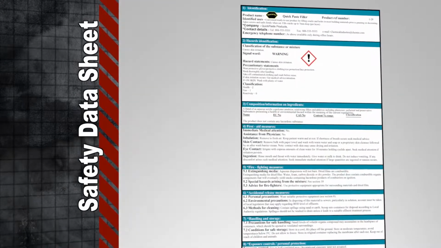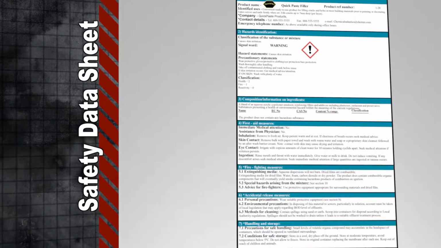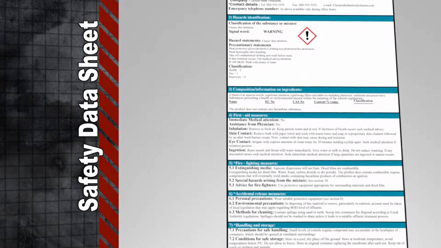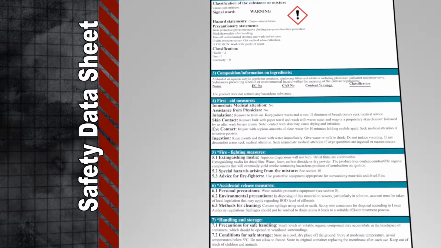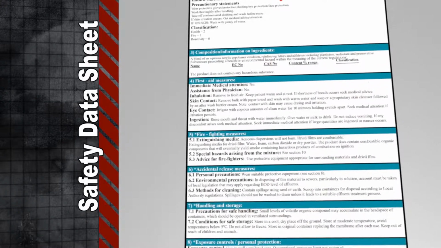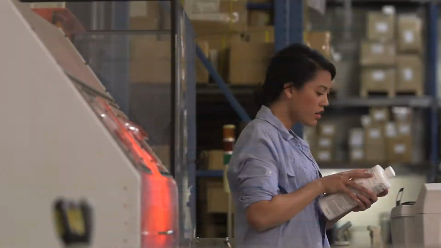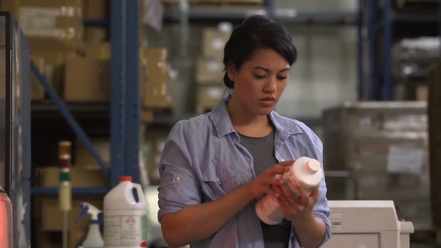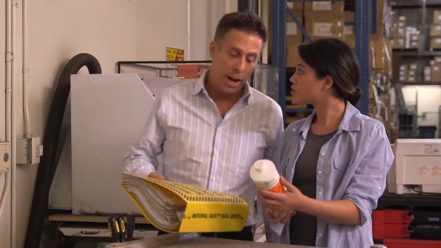These are provided by the manufacturer, distributor, or importer. It's important to know where these are kept in your workplace. Ask your supervisor if you're not sure. Safety data sheets have the same product identifiers and precautionary statements as appear on labels. Plus, they go into more detail on the substance and its hazards.